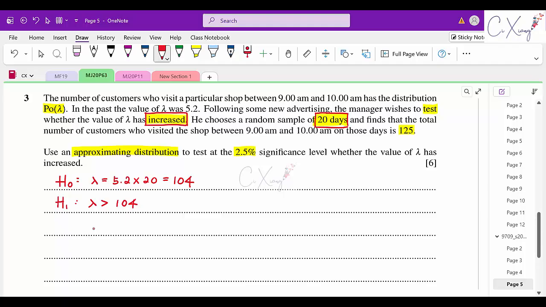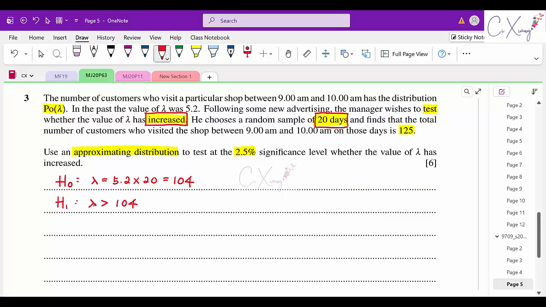Of course, if some student asks whether I can write 5.2 as lambda to carry out the test, yes, can. But later you need to know that your lambda for carrying out the whole test is 104, because we have 20 days, not 1 day. So you still need to apply the approximating distribution to carry out the test later. Right, so this is the first step that we have.